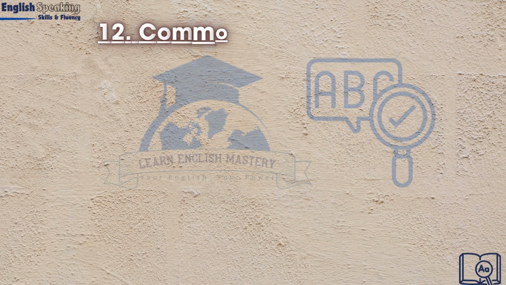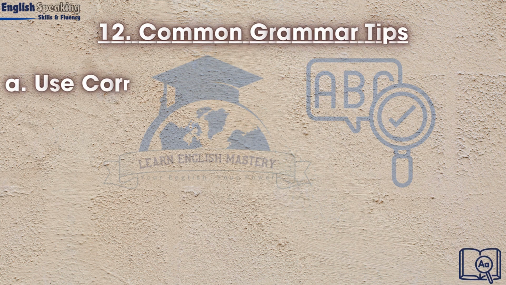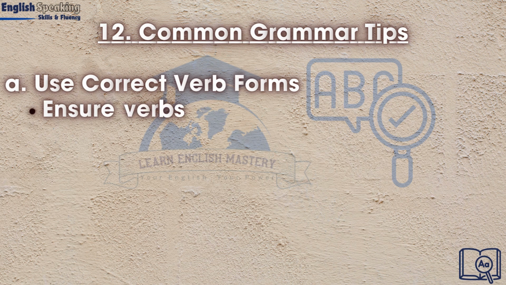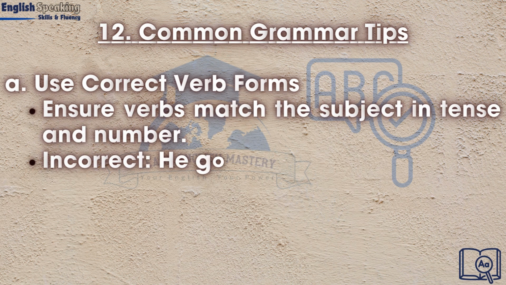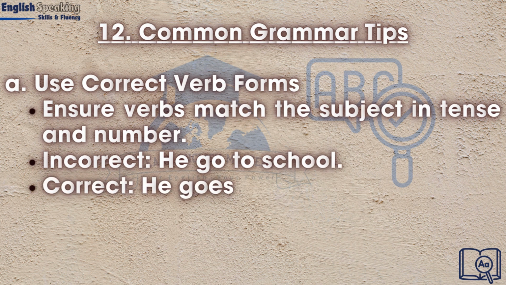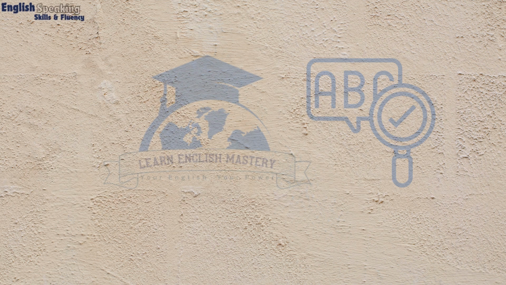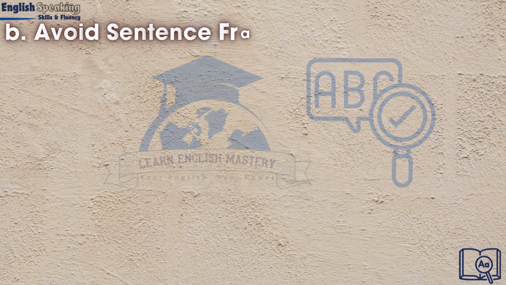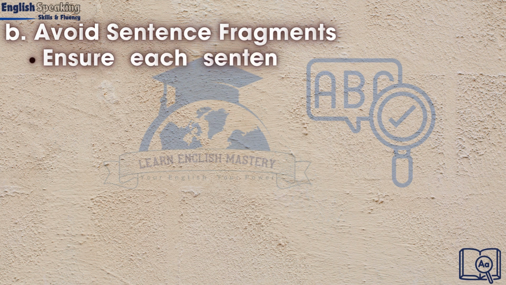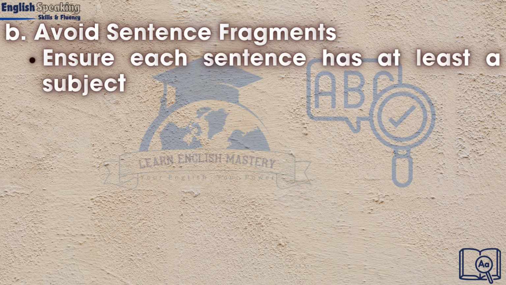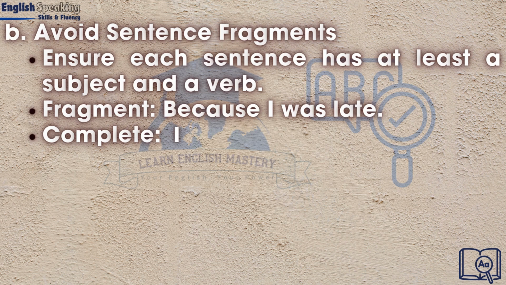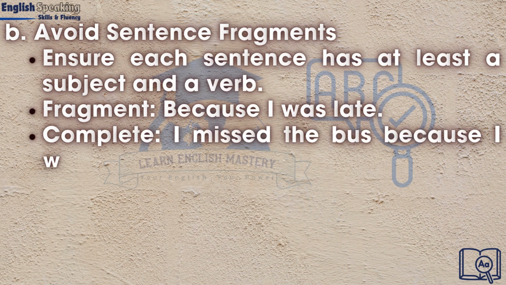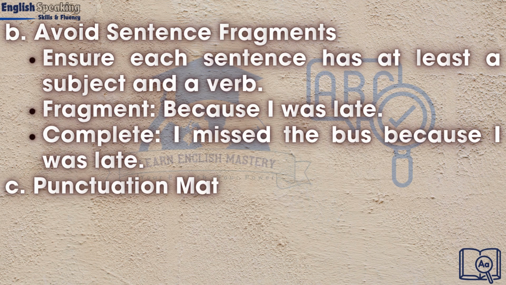12. Common grammar tips. A. Use correct verb forms. Ensure verbs match the subject in tense and number. Incorrect: He go to school. Correct: He goes to school. B. Avoid sentence fragments. Ensure each sentence has at least a subject and a verb. Fragment: Because I was late. Complete: I missed the bus because I was late.